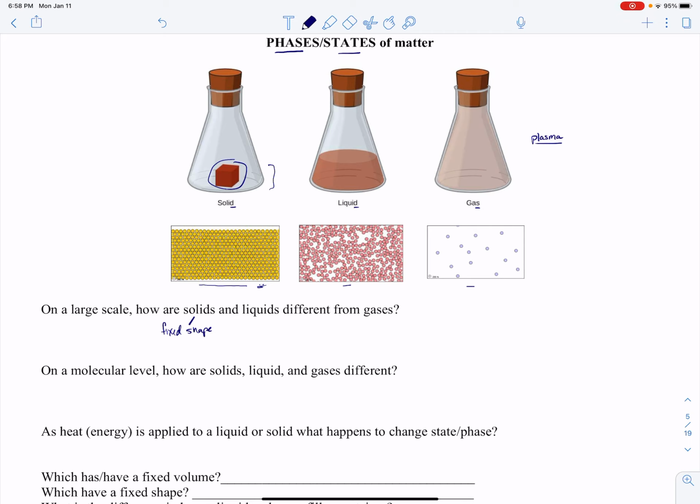We know that the liquid has a fixed volume. So I can move it around and I can pour it into another flask and it's still going to have the same volume regardless of what kind of container I put it in, as long as the container is large enough. And it's going to stay at that one volume. But the gases, if I were to move this section of gases into a larger flask, the gases would spread out and fill it completely. So they do not have a fixed volume.